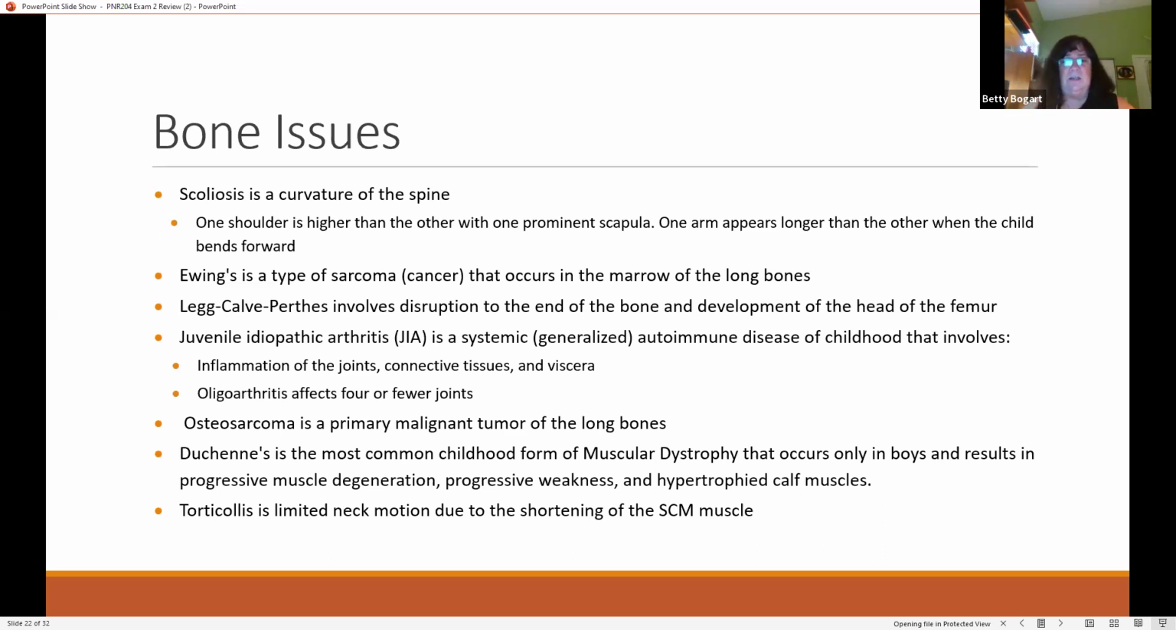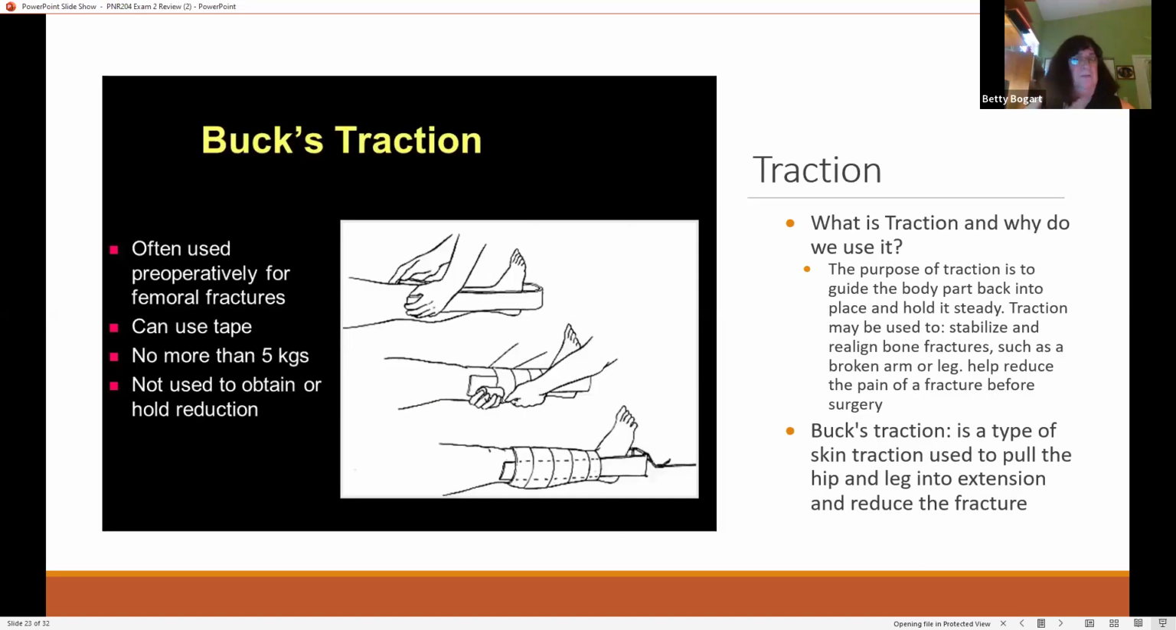So that's Duchenne's. Torticollis is a neck crick, right? It's the sternocleidomastoid muscle, and a lot of times that happens from birth, the way that they come out. Physical therapy will take care of it.